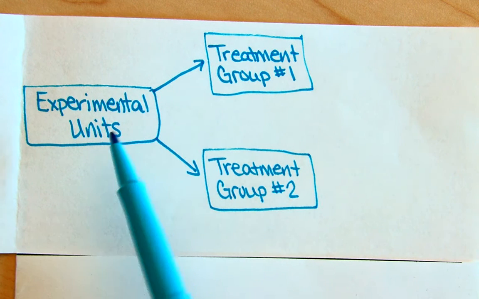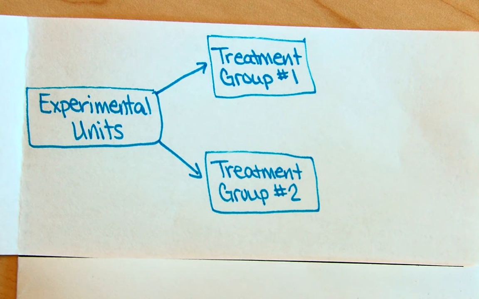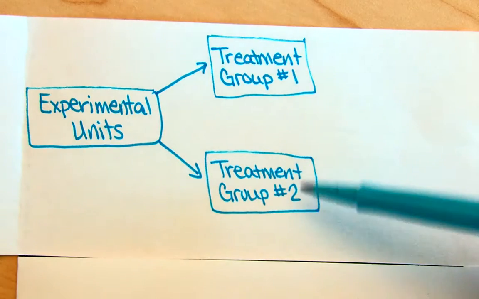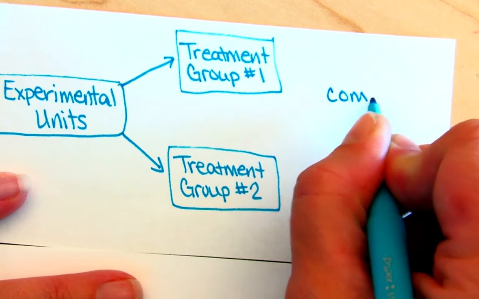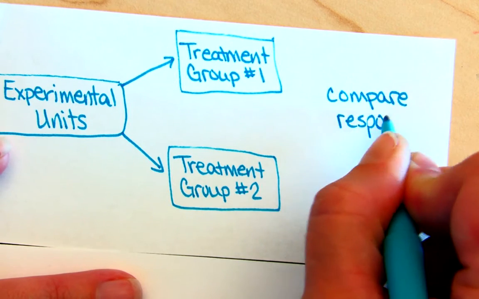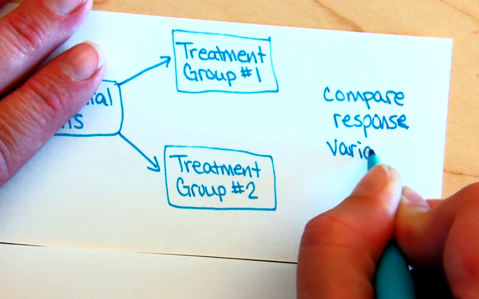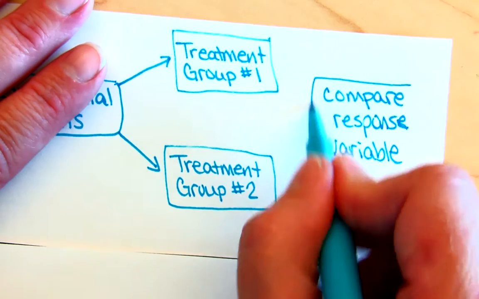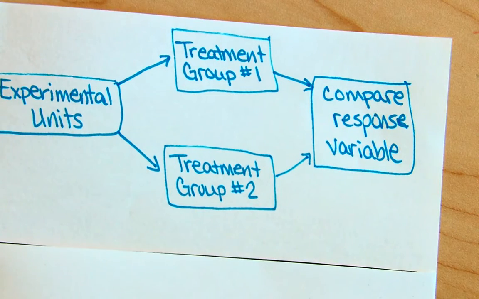Okay, so we've taken our experimental units, we've assigned them to treatment, then we want to measure the response variable. And remember, one of the things that we have to have in an experiment is that comparison. So we want to compare the response variable in each one. So over here, we're going to say compare the response variable. Compare the treatment 1 group with the treatment 2 group.